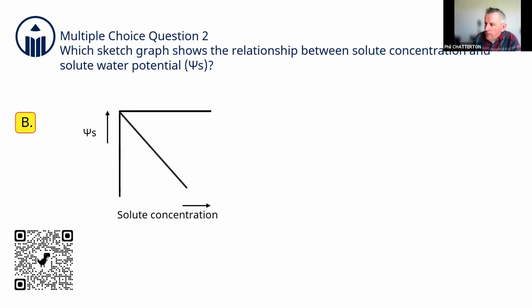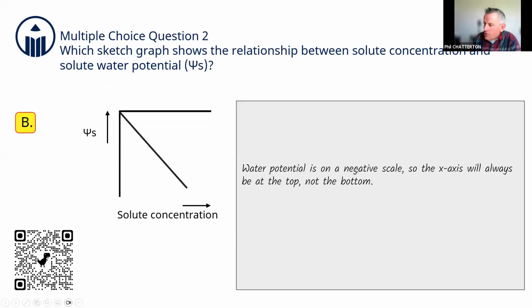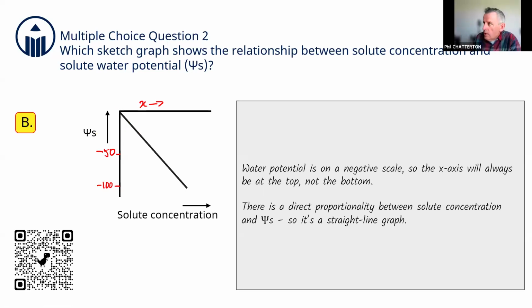If we look at answer B, well, water potential, remember, is on a negative scale. So the x-axis would naturally be here at the top. This is the x-axis here, okay? And of course, these are all negative numbers. That might be minus 50 there. That might be minus 100, whatever the units are, okay? So the reason is it's a negative scale. So that's why the x-axis is on the top. And it's a directly proportional relationship between solute concentration and the solute water potential. So it's a straight line graph.